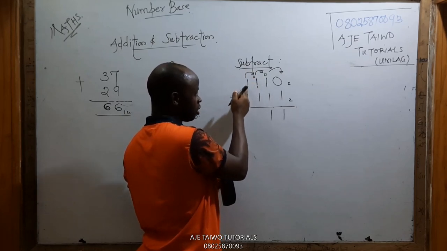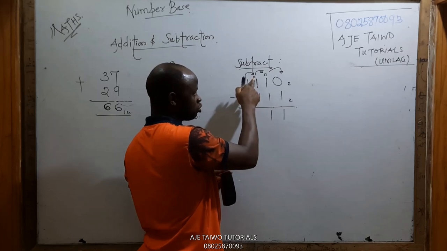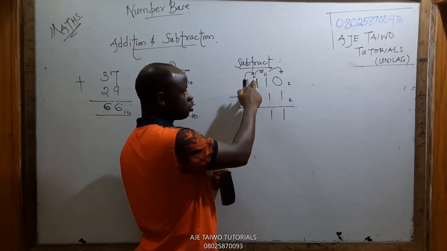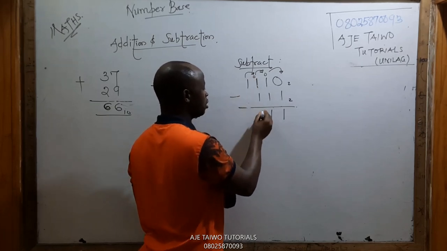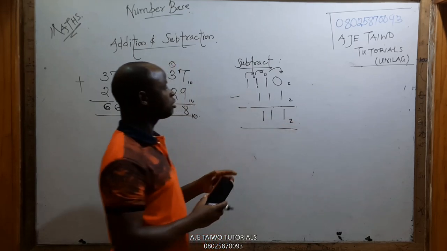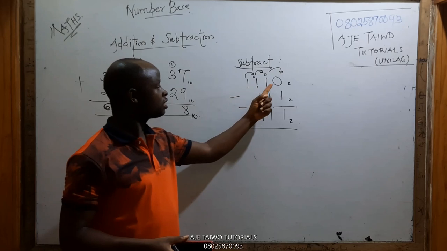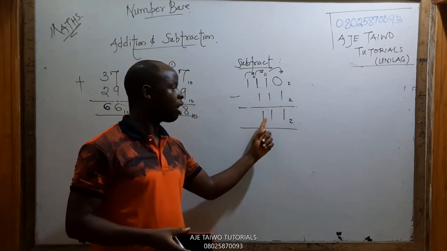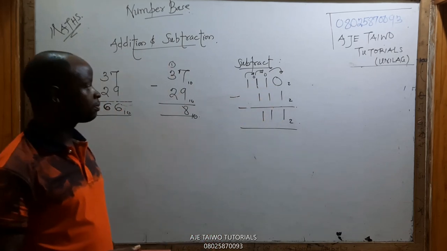So this one you are borrowing is the base, that's 2. So here becomes 2. So 2 minus 1 is 1. And there's nothing left here. Zeros. This is the answer. If you subtract 1, 1, 1, 0 minus 1, 1, 1, you get what? 1, 1, 1, 2.